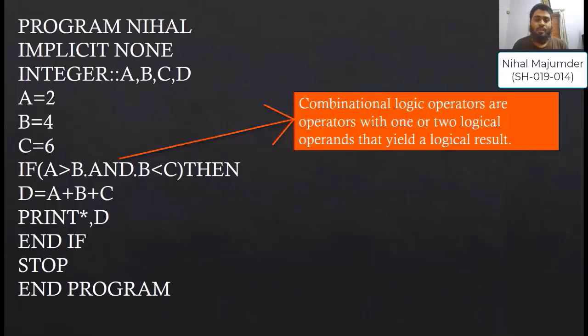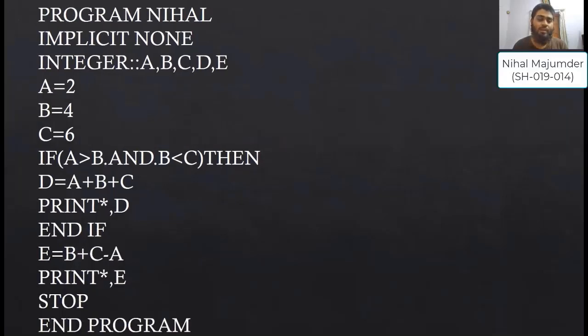Now, here you can see E is also an integer data type variable, and after end if, the sum of B plus C and the subtraction of A will be stored in E. Here the program skips the block but executes after the end if statement. So we will get an output, and the output will be 8.